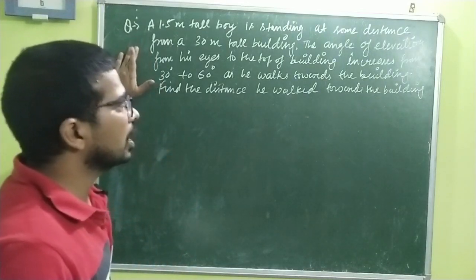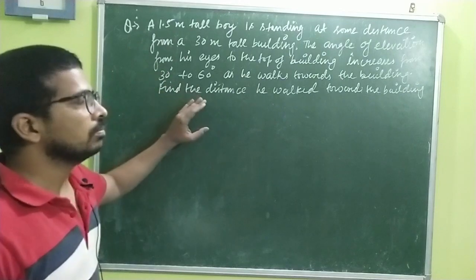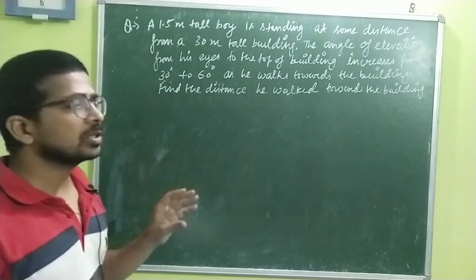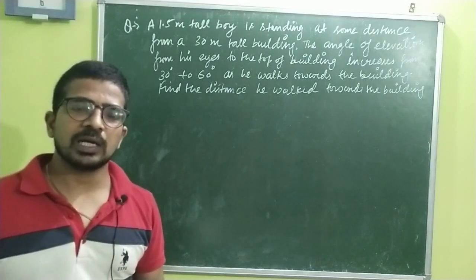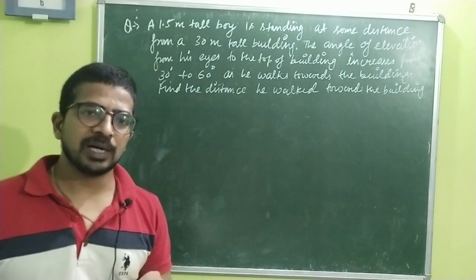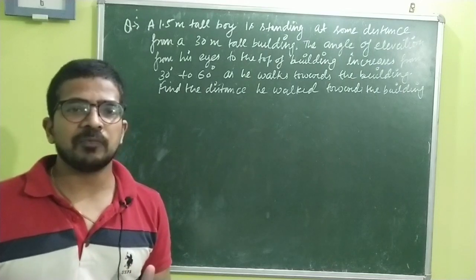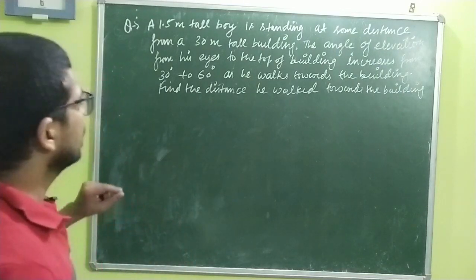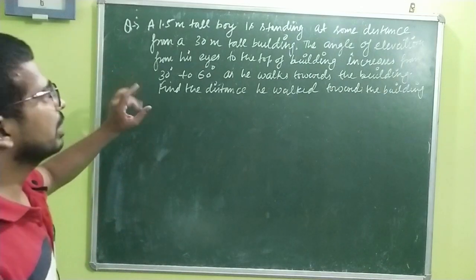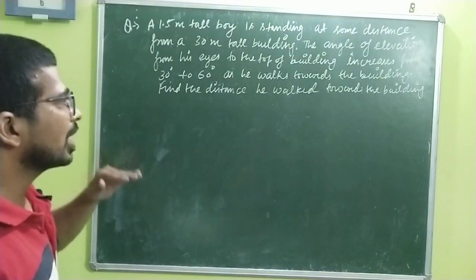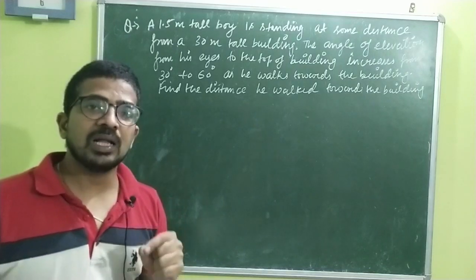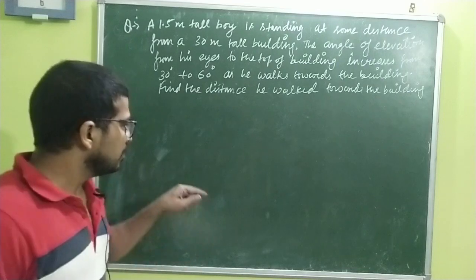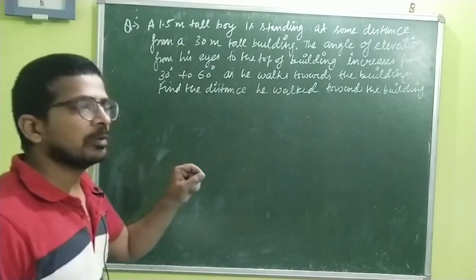For solving word problems in height and distance, the most important thing is how to make the diagram. If you have made the diagram, half of the race you have won. आप आधी रेस जीत चुके हैं. ठीक है, so a 1.5 meter tall boy is standing. Again I have told you the angle of elevation is made through the eye of the observer.